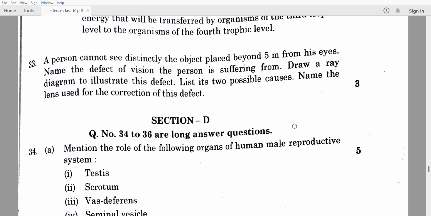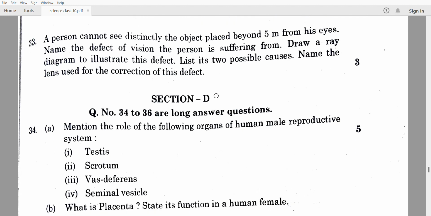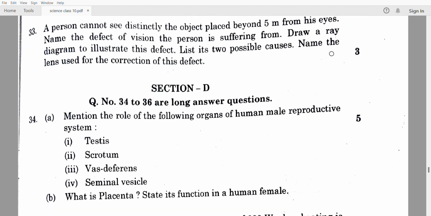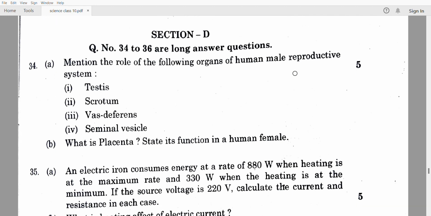List two possible causes. Elongation of the eye is the cause for myopia, or the focal length will be decreased. Okay. Name the lens used for the correction, that is a concave lens. Fine. We'll move on to section D.